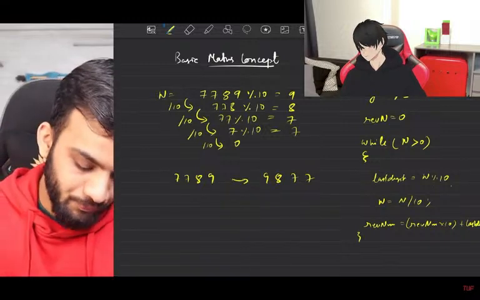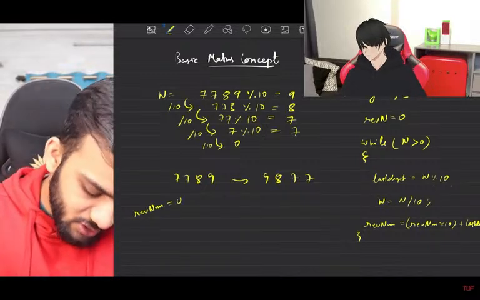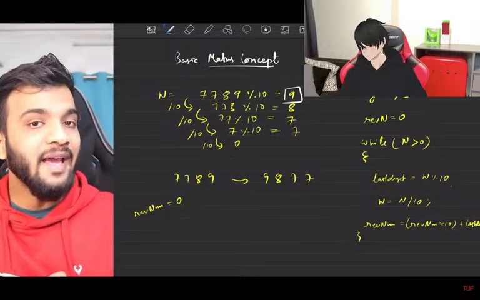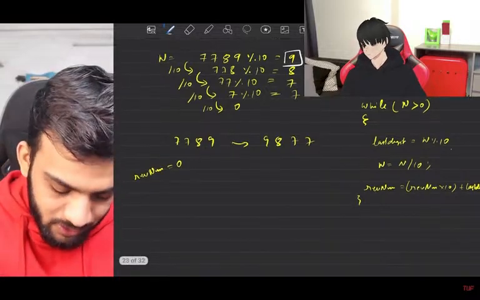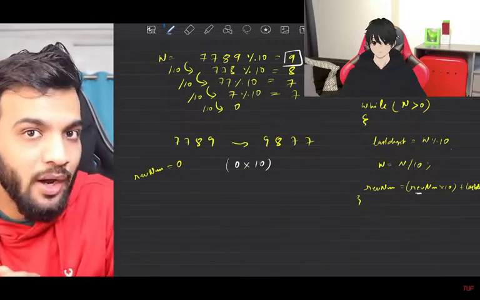Let's see how it works. So I'm saying initially reverse number is 0 to start off. Let's do it step by step. First step, 9 gets generated. So what I am doing is 0 into 10, because reverse number is 0 at the first step.